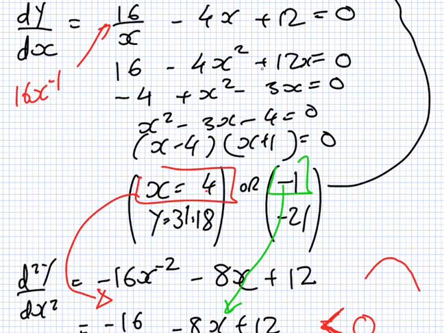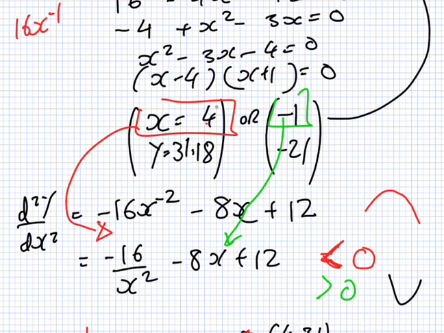Hold on. Right, when you put in 4, do you get positive or negative? Negative, okay. And then when you put in minus 1, do you get positive or negative? Negative. So they're both negative. Sorry, was it?